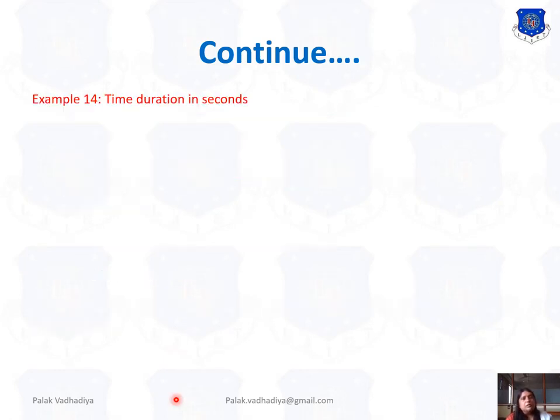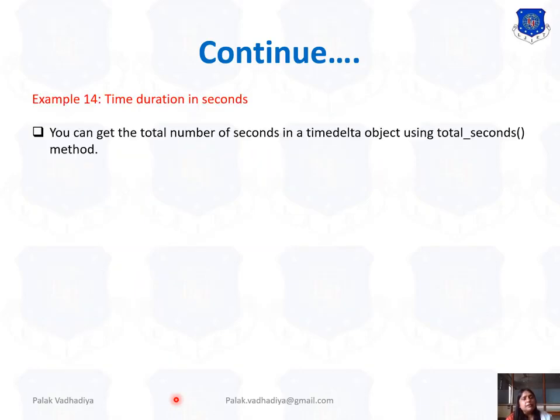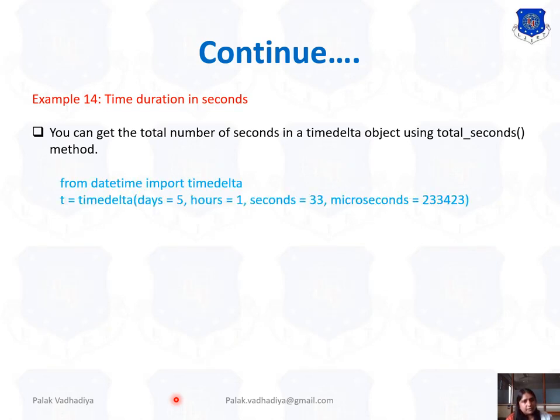Now, time duration in seconds. You can get the total number of seconds in a timedelta object using the total_seconds method. How? We will discuss that with the help of one example. From datetime import timedelta. Here I specify the days, hours, seconds and microseconds, and then print t dot total_seconds.